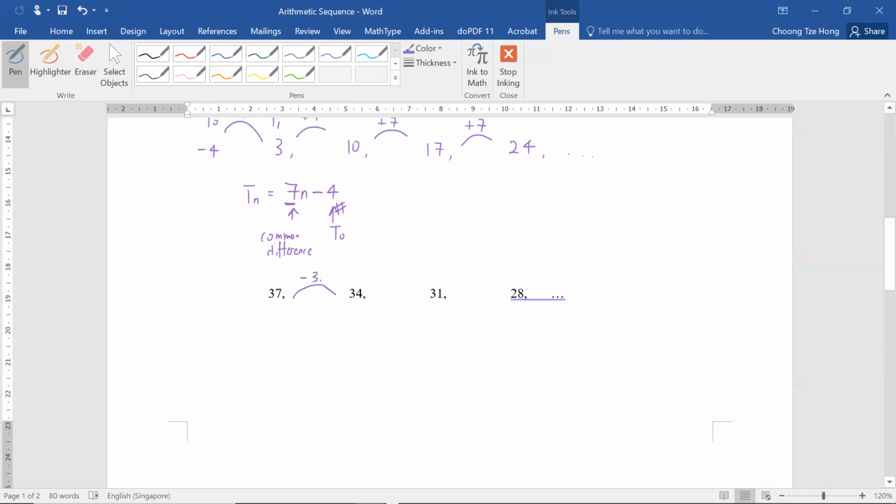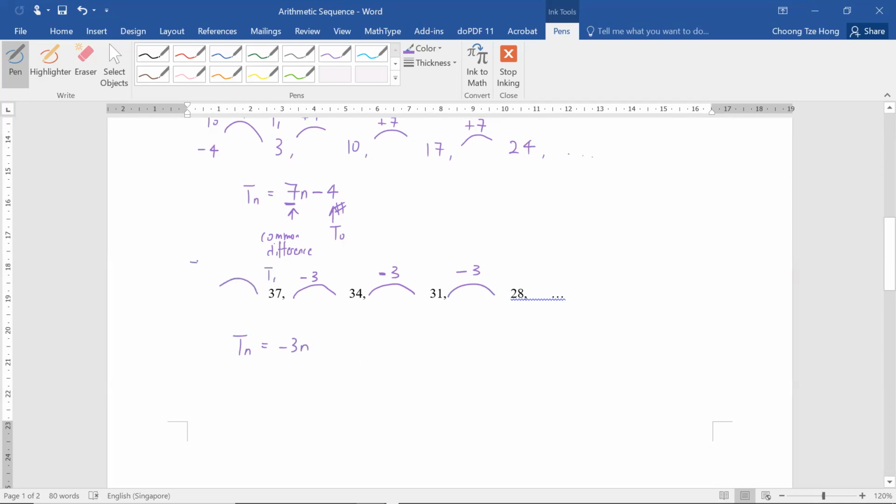Now we are subtracting 3 instead. So 34 goes to 31, we subtract 3 instead. 31 goes to 28, we subtract 3 instead. The moment you see -3, -3, -3, you write -3n. Then same thing, the number behind is going to be the term before the first one.